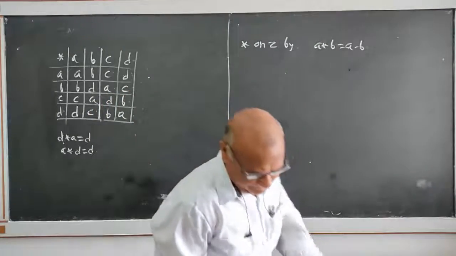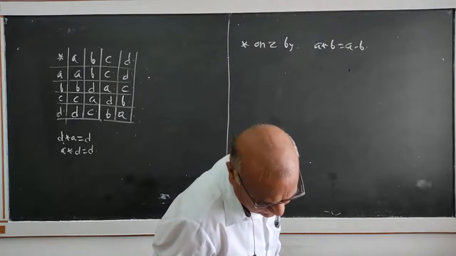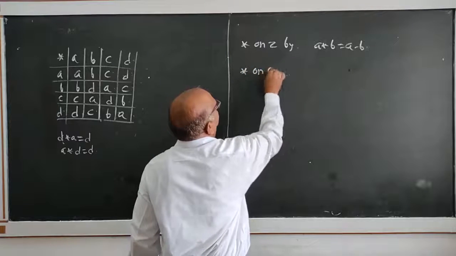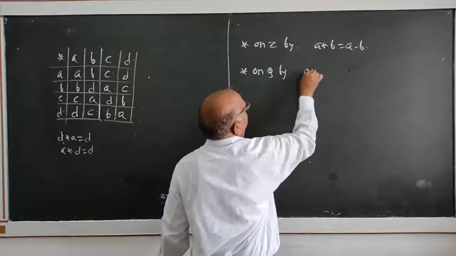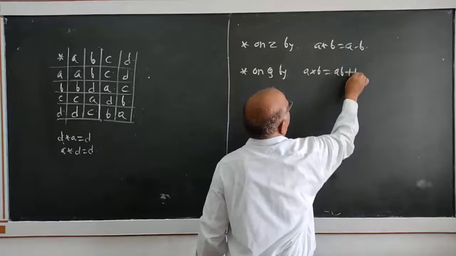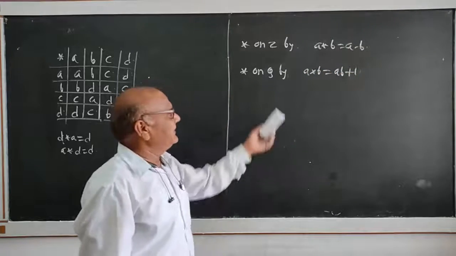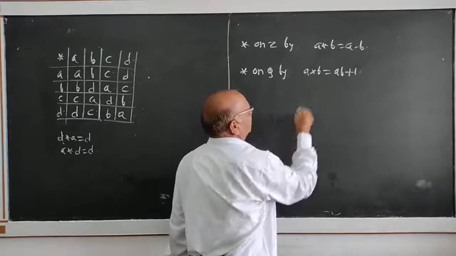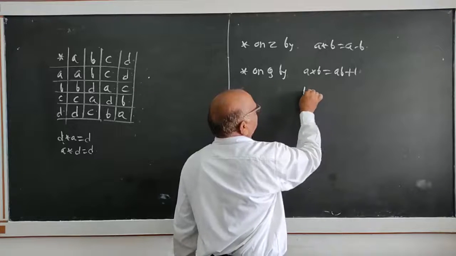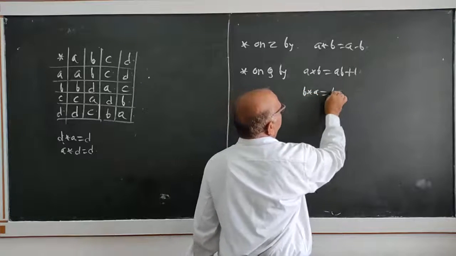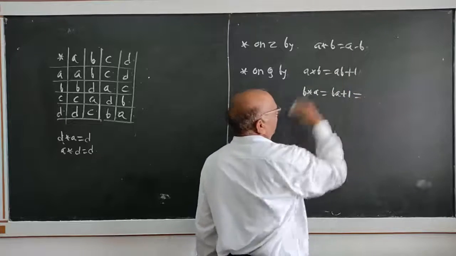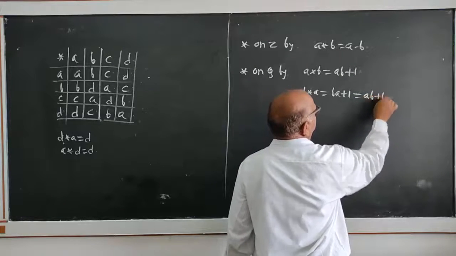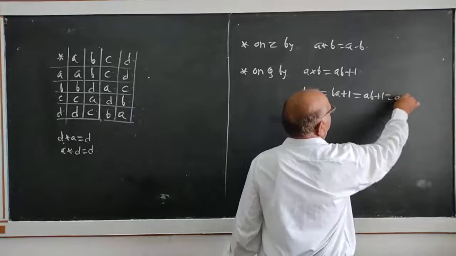Okay. Second, star on Q defined by A star B is equal to AB plus 1. Clearly it is a commutative operation. Here B star A is also equal to BA plus 1, but here AB is the usual multiplication, and this is equal to AB plus 1. This is A star B.